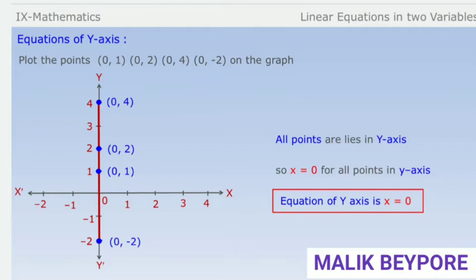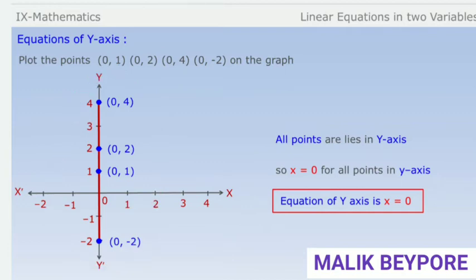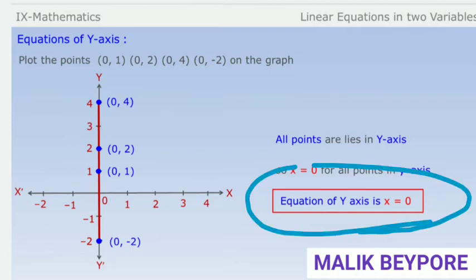Similarly, we can find the equation of the y-axis. Here we have some points. What are the points? 0, 1, 0, 2, 0, 4, 0, minus 2 on the graph. So, all the points lie on the y-axis. So, x equal to 0 for all points on the y-axis. Therefore, we can say that the equation of the y-axis is x equal to 0.